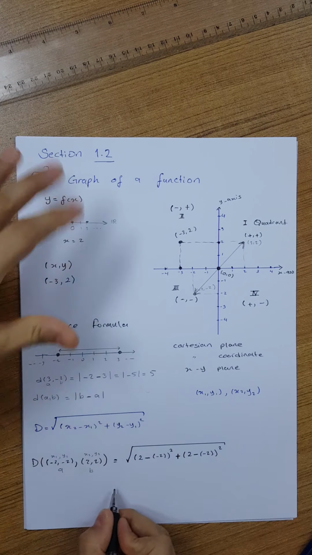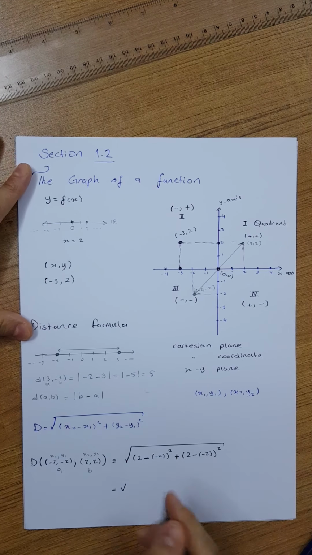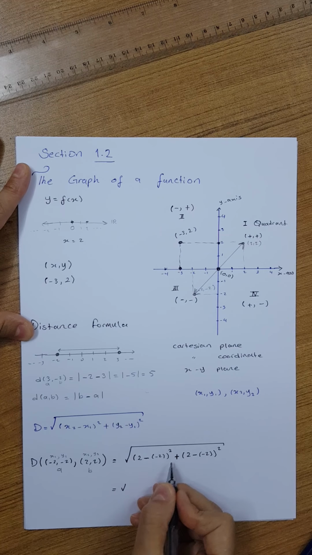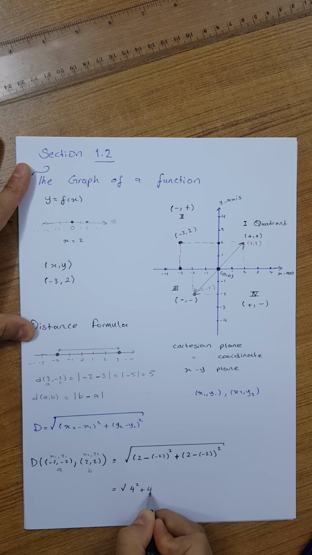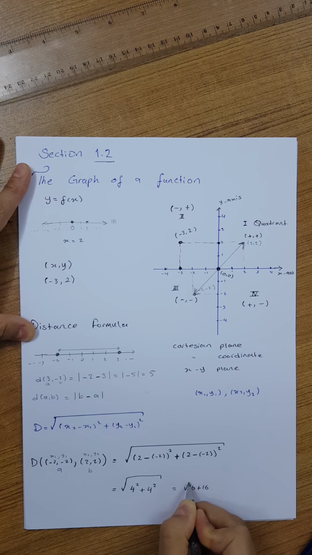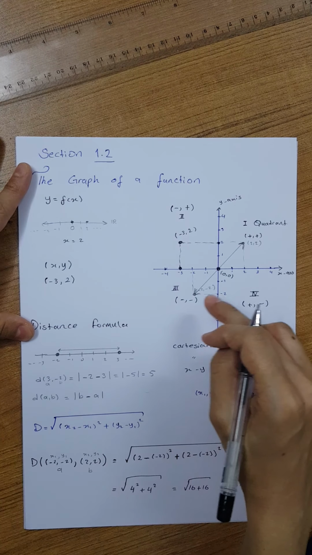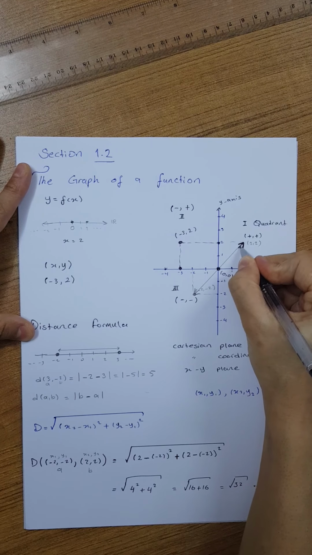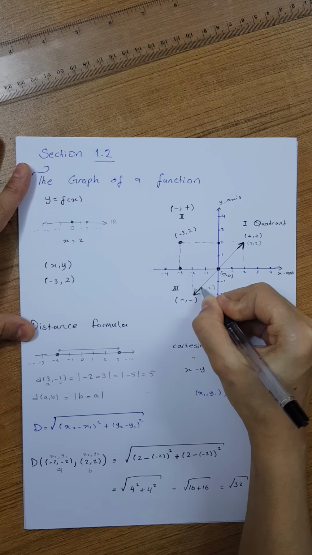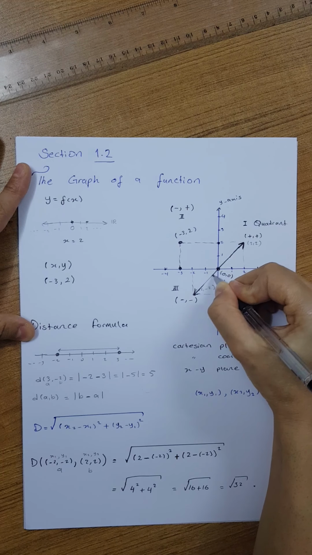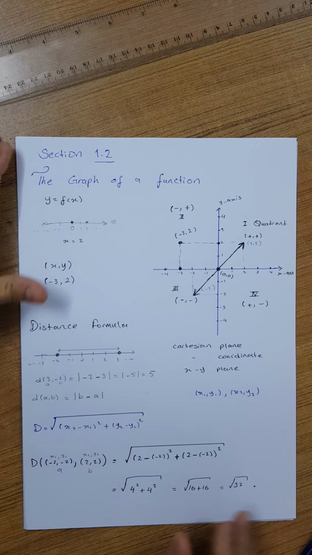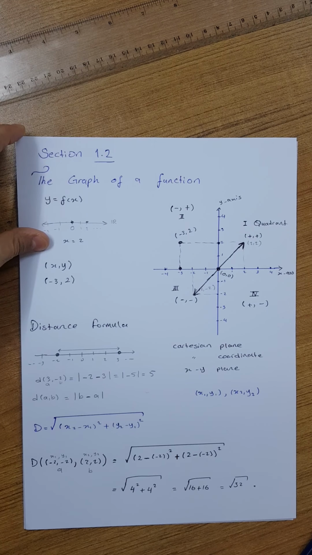Okay, let's calculate this one. That one is equal to 2 minus minus 2, which is equal to 4 squared, plus this one is again 4 squared, all under the square root. 4 squared is equal to 16, plus 16, that's the square root of 32. So the distance between this point and that point is equal to the square root of 32. That's how we find the distance between 2 points on the Cartesian coordinate.